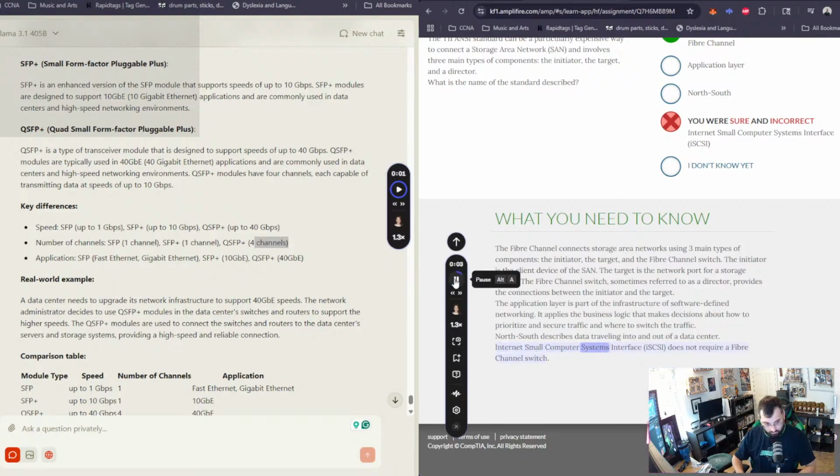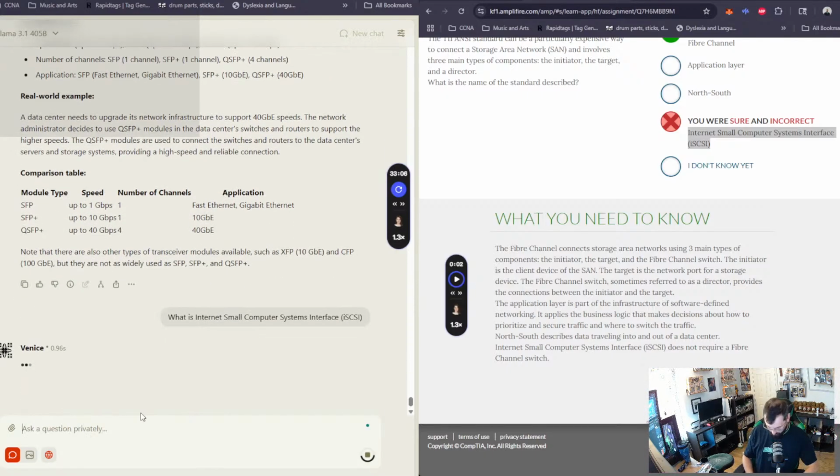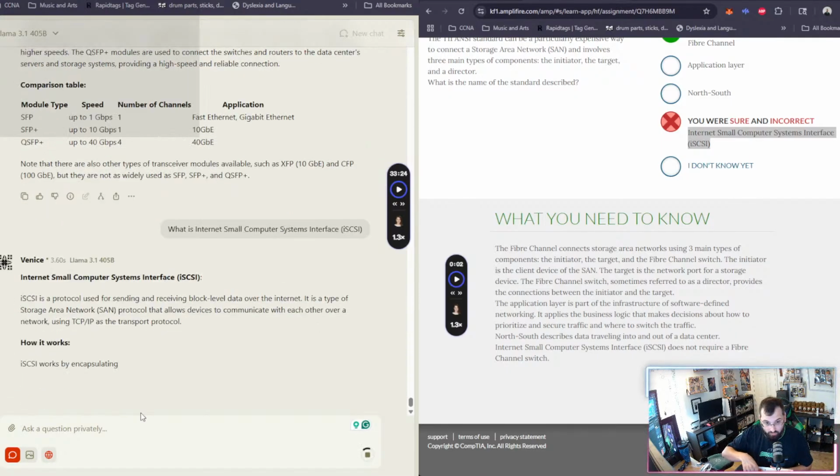Internet Small Computer Systems Interface, iSCSI, does not require a fiber channel switch. Perfect, that tells me exactly what that is. Son of a gun. I want to know what it is, not just that it doesn't use a fiber channel.